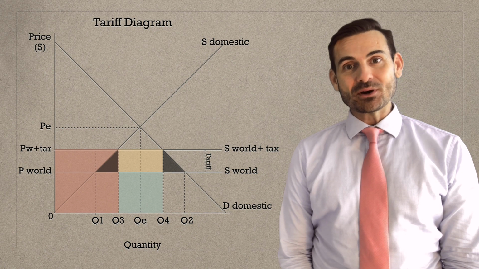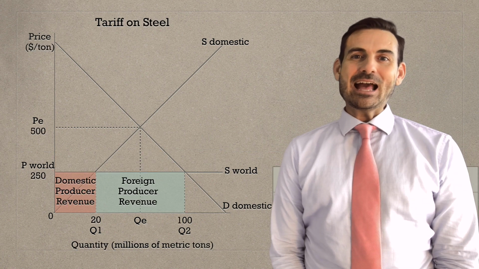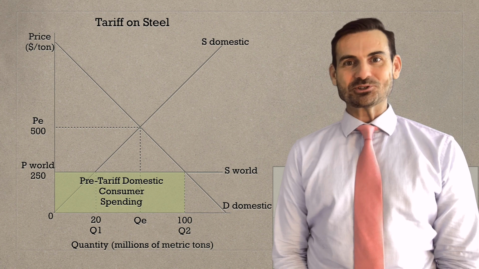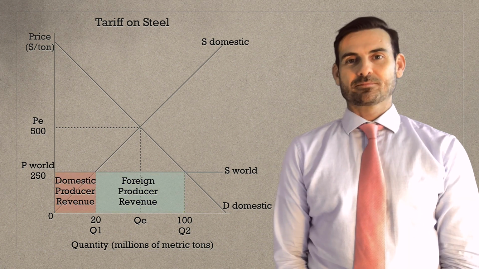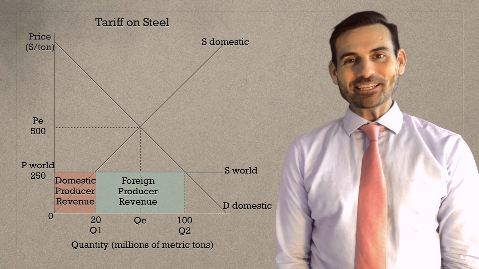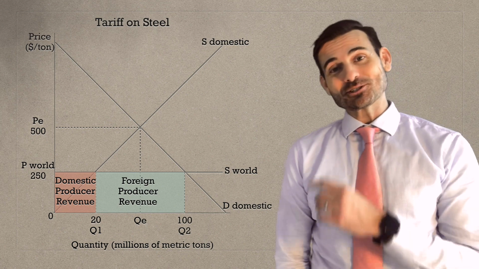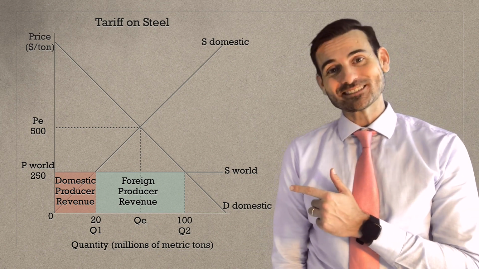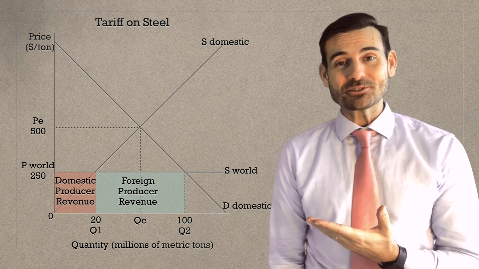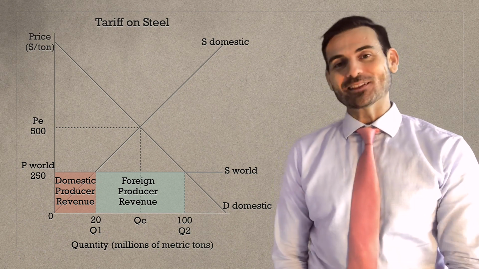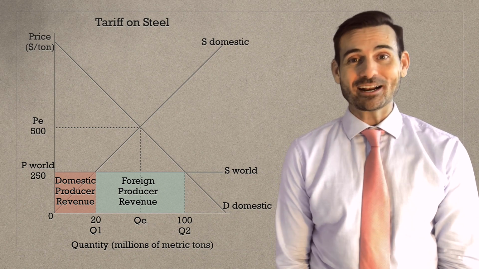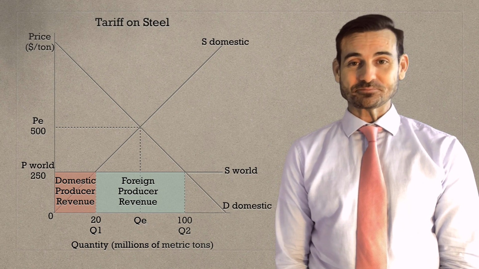In this video, I'll discuss and show you how to calculate the change in revenue and spending as a result of a tariff. As you can see, domestic producers earn revenue before the tariff equal to the pink box. And foreign producers earn revenue equal to the light green box. Now it's just a matter of calculating the area of those boxes.